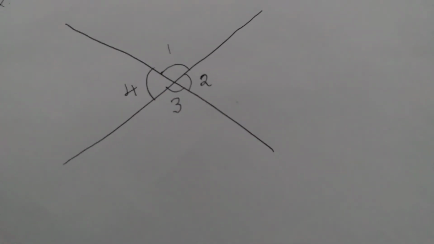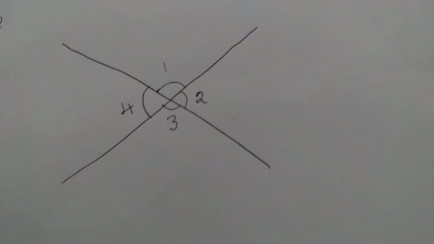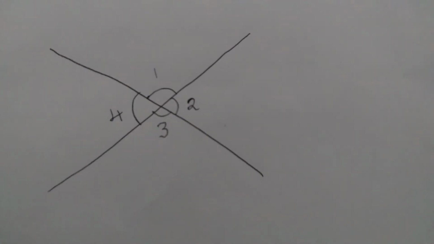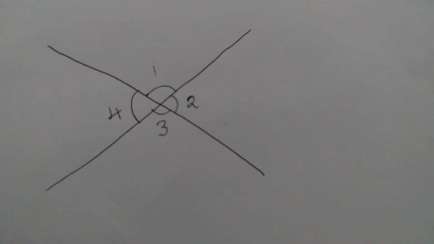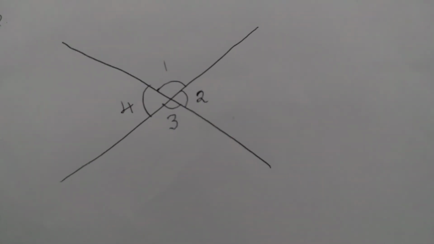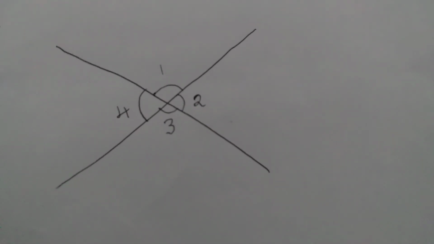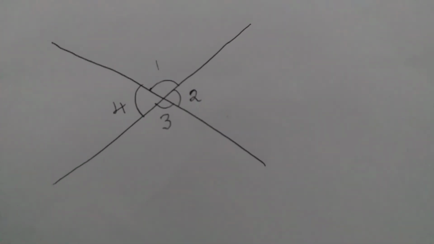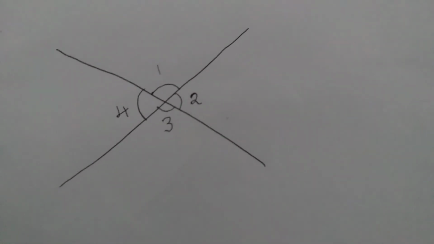So the next question is how many pairs of adjacent angles are formed when two lines intersect in a point? Then it would be looking something like this. So 1 and 4 are adjacent angles, 4 and 3 are adjacent angles, 3 and 2 are adjacent angles, and 2 and 1 are adjacent angles. So there are finally 4 pairs of adjacent angles when two lines intersect in a point.